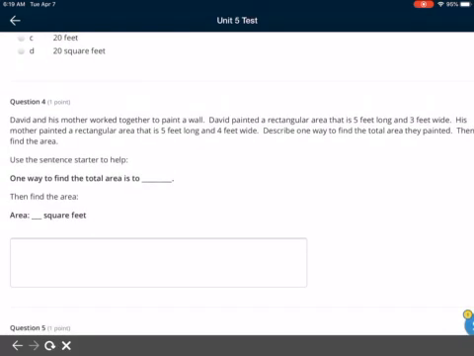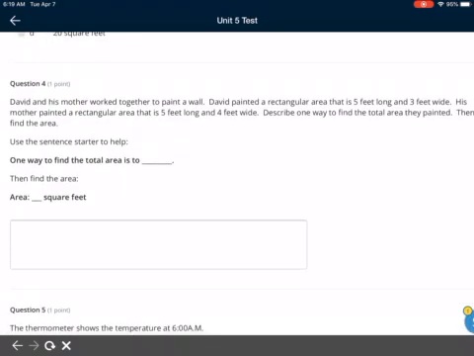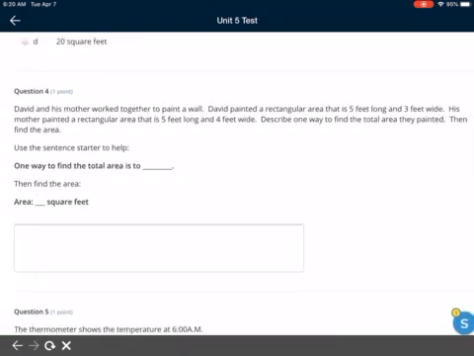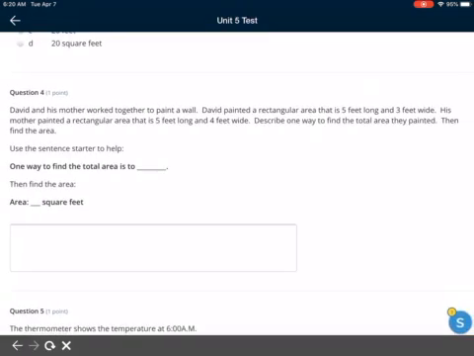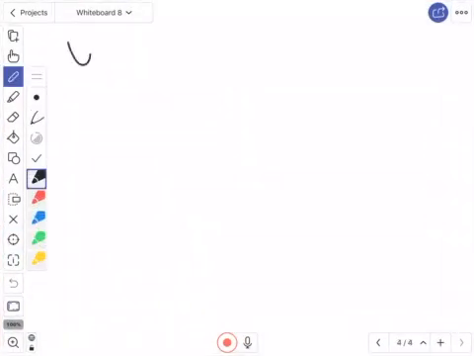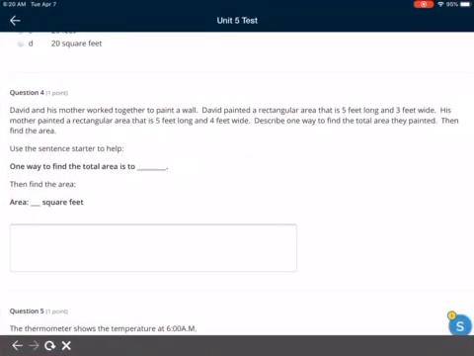So in this problem, you're going to use these sentence starters. One way to find the total area is 2. So you just basically have to describe what you would do to find the area. So I'm going to explain everything, I would do the work here. We had a problem just like this on the review. That's why maybe watching the review video would help with this.